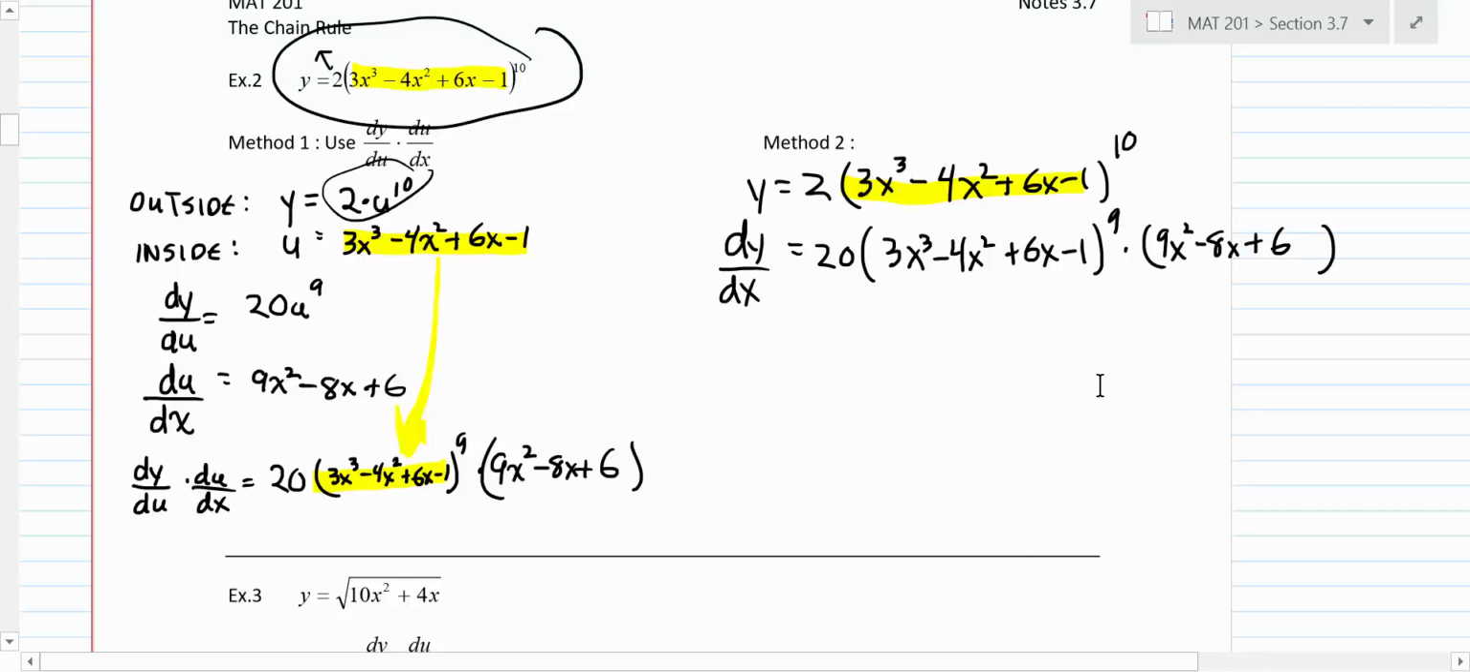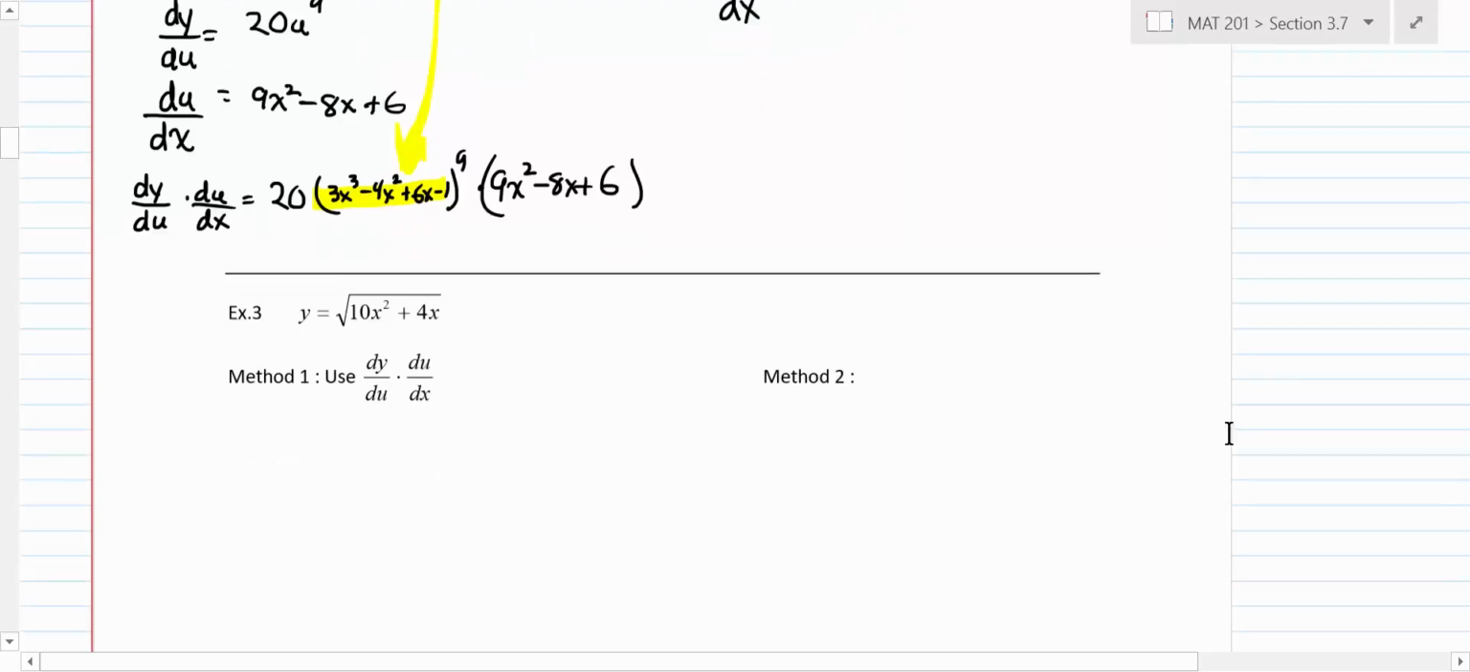You're okay with leaving it like that? That's fine. Yeah, the only other thing you could do is distribute the 20 through the last parenthesis. You couldn't distribute through the first. You could take that times that if you wanted to, but you don't have to. Okay, you're done. All right, so let's do this one.